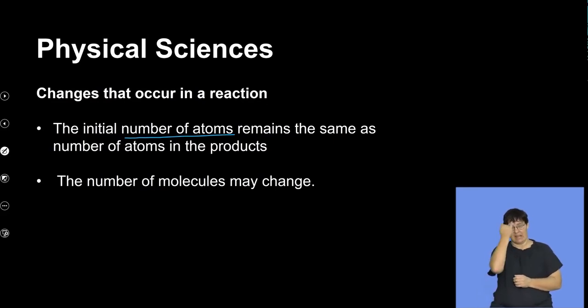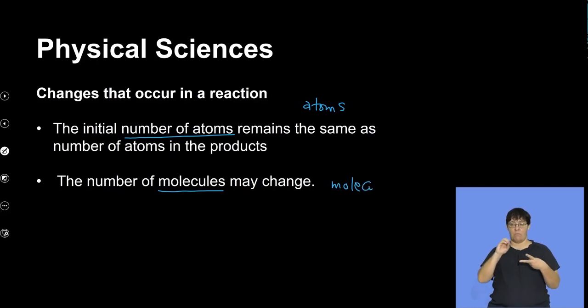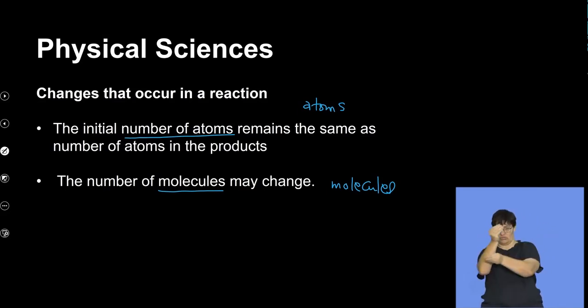And then the number of molecules may change. So there are two things here: we've got atoms and then we've got molecules. What is important in a chemical change is that when we break down bonds that exist between the particles of the reactants, these atoms are now free to be rearranged to form new substances. So the number of atoms may not necessarily be equal to the number of molecules. We shall use a simulation to try and put that into context.